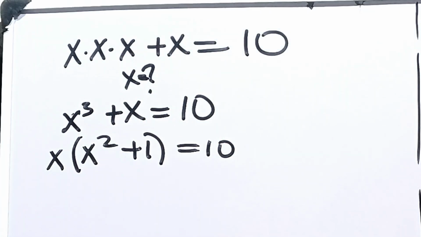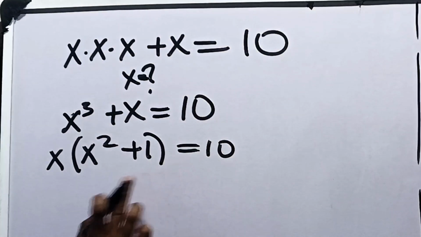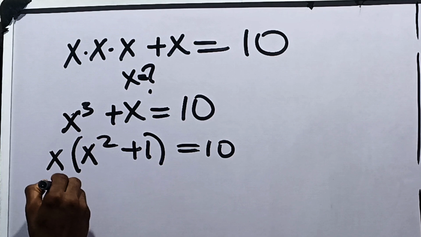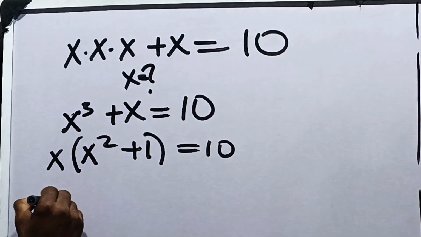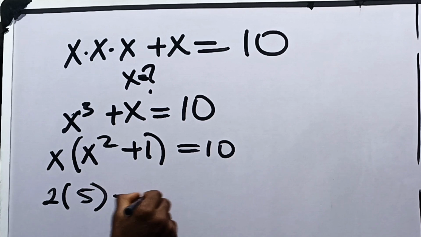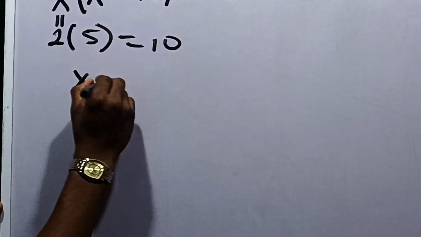Now, 10 is equal to 5 times 2, right? So if 10 is equal to 5 times 2, it means that this outside one is 2 and this one is 5. Let's test if this is correct, okay? So we have 2 multiplied by 2 squared, which is 4, 4 plus 1 is 5, okay? And this is equal to 10. Hence, we can conclude from here that our x is equal to 2.